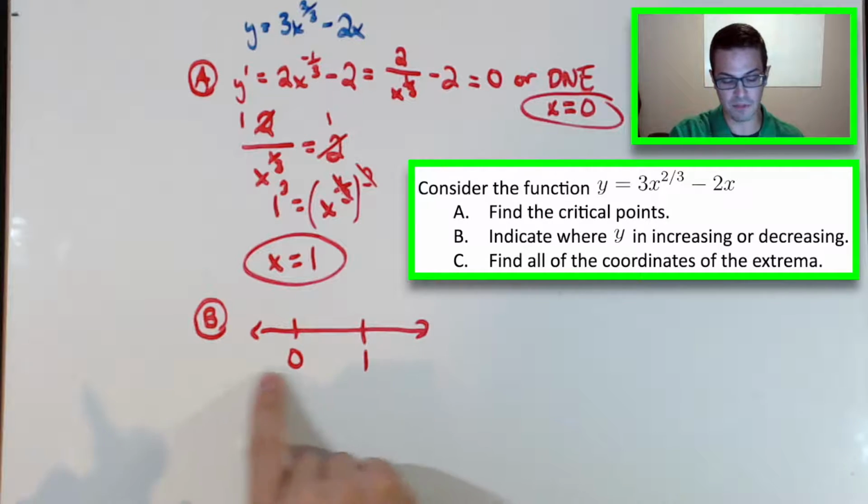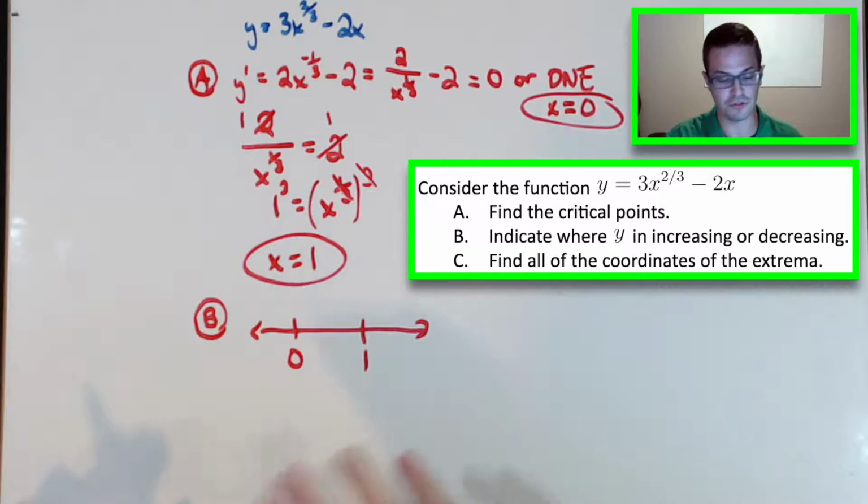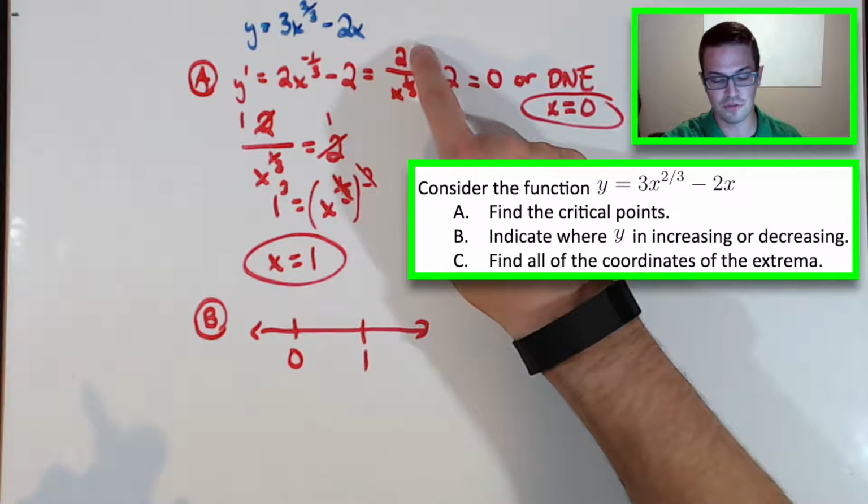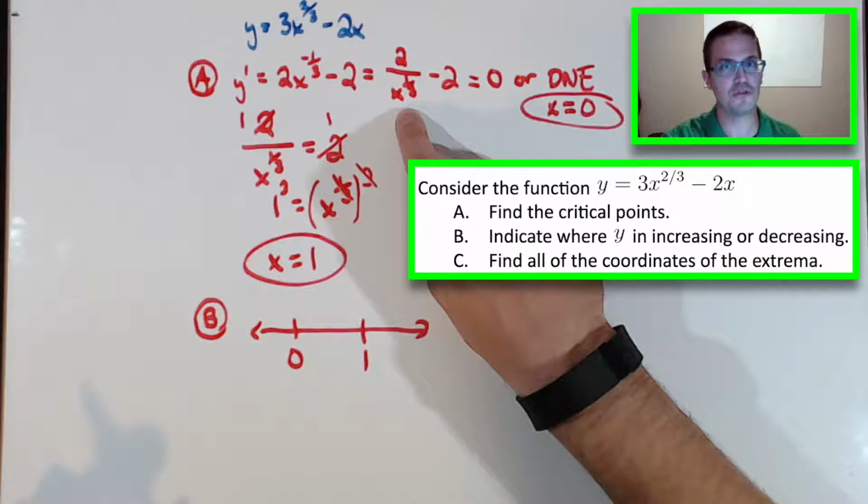Okay, so we're going to test some humongously negative number over here. If you do that, you're going to end up with 2 divided by some negative number, some huge negative number.